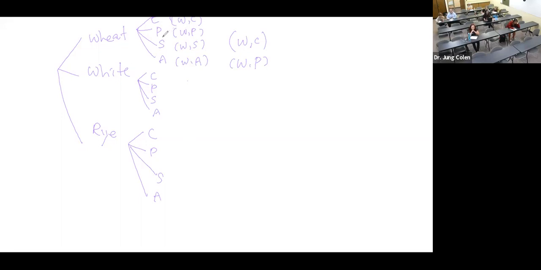3 times 4, because for each bread, how many options do we have? 4 options equally. So there are 3 groups here, and in each group you have 4 options. So how many ways to make the sandwiches? 3 times 4 many ways. Okay. So that's another thing.